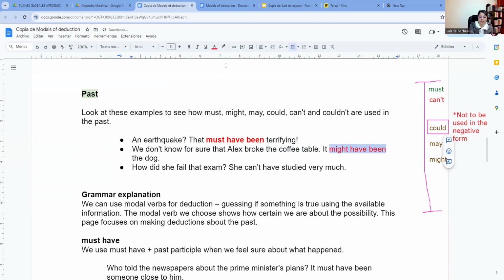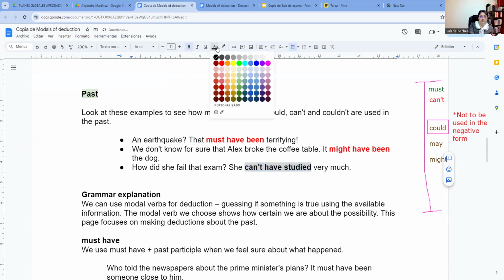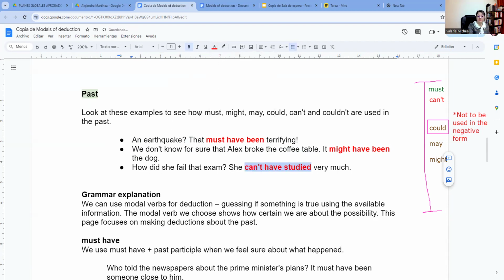It might have been. And finally, how did she fail the exam? She can't have studied very much. Can't have studied. Right? So that's how you're going to use these modal verbs in the past.